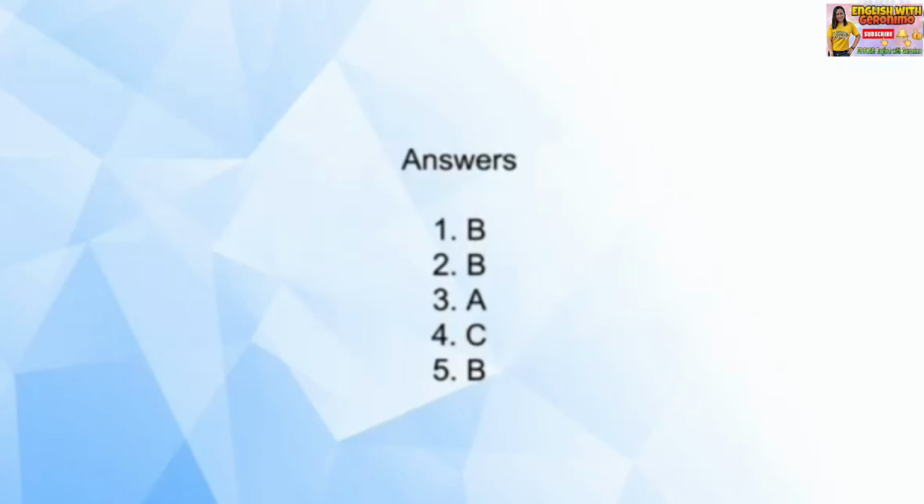Here are the correct answers. Number 1 is letter B, number 2 is letter B, number 3 is letter A, number 4 is letter C, and number 5 is letter B.